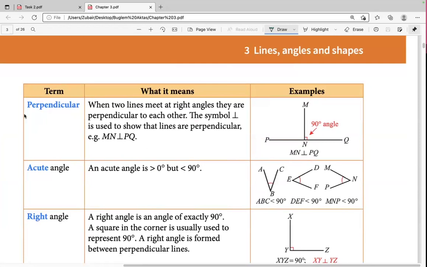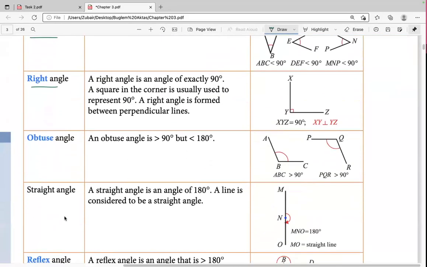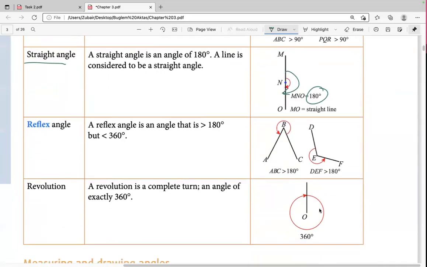Now perpendicular is when the angle between those two lines is 90 degrees. Then they are perpendicular. Acute done, right angle done, perpendicular, parallel, obtuse. You know what a straight line is? On a straight line the angle is 180. Reflex, as seen, is more than 180, less than 360. One complete revolution is 360 degrees.